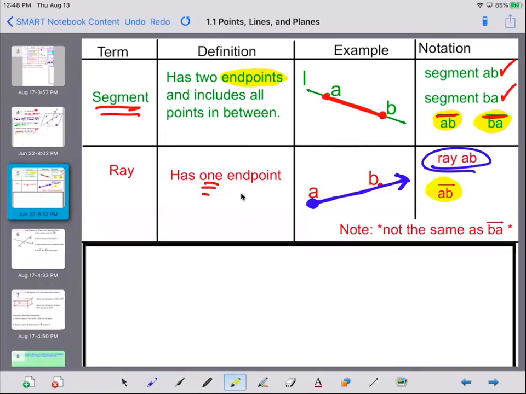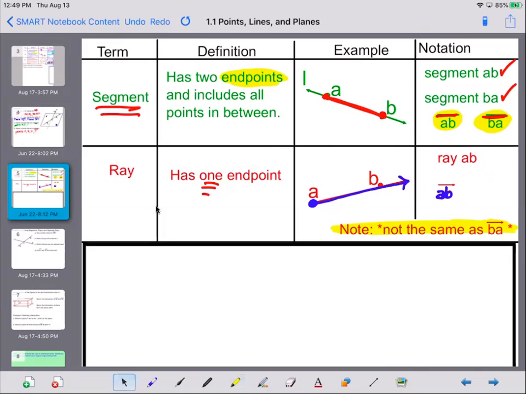In this case, it is extremely important that you notice it always starts with the letter of the endpoint, and finishes with the letter that is not the endpoint. So in this case, if you look at our picture, where does it start? It starts at A, and then it goes beyond B. So that's why I have to have the A first and then the B. Right here, it says note. That is not the same thing as ray BA.